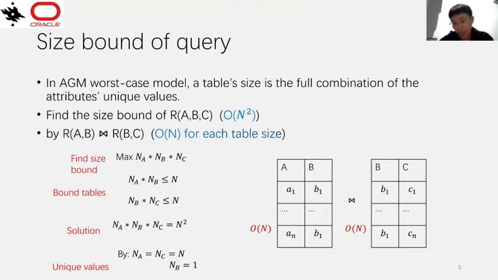So what do this n and 1 mean here? It is exactly the unique values of the attributes. This means that by giving n unique A and C values and only one unique B value, we can achieve n squared final result, which is the size bound.